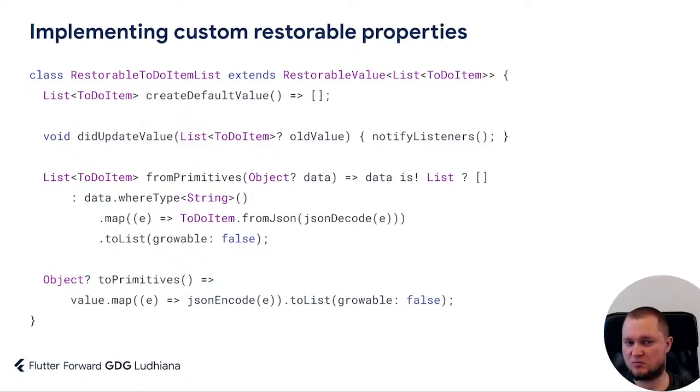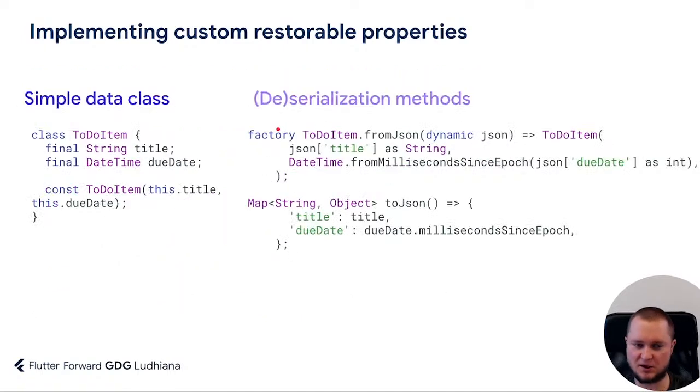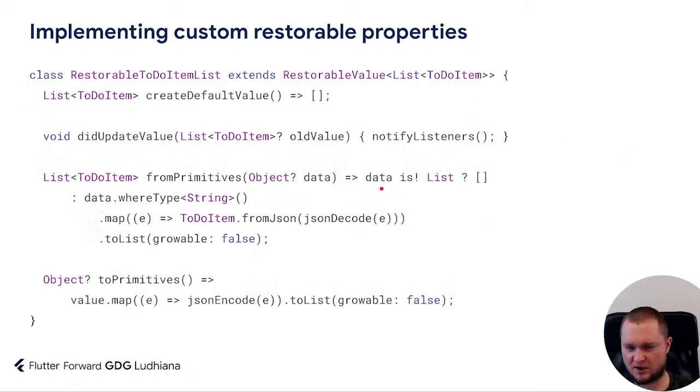But if you, for example, have some properties in this to-do item class which are not part of this JSON representation, this primitive representation, you may compare this old value with current value and decide to not notify listeners if the change consists of only properties which do not contribute to this primitive representation. But usually we just call this notify listeners unconditionally.